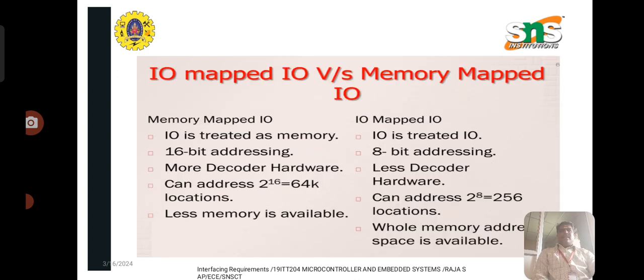Now we are going to discuss the comparison between memory mapped IO and input output mapped IO. Memory mapped IO is treated as memory, whereas input output mapped IO is treated as input output devices. Memory mapped is 16-bit addressing, input output mapped is 8-bit oriented. Memory mapped requires more decoded hardware, whereas input output mapped requires less decoded hardware. Memory mapped IO can access 2 power 16, that is 64K locations, whereas input output mapped IO can access 2 power 8, that is 256 locations. So compared to input output, memory mapping has a larger address space. Memory mapped IO uses more of the memory address space, whereas input output mapped IO leaves the memory address space free.